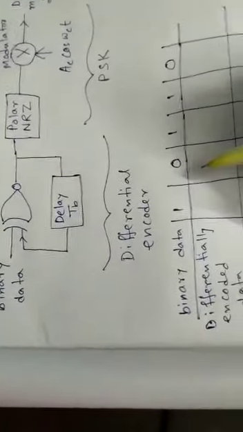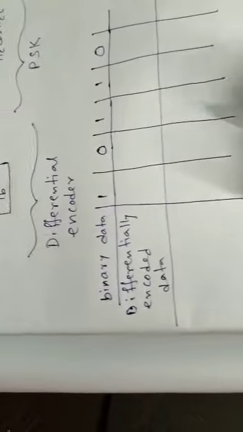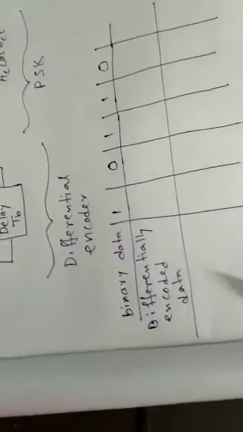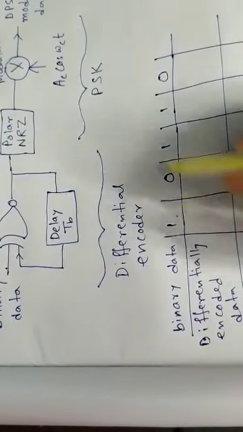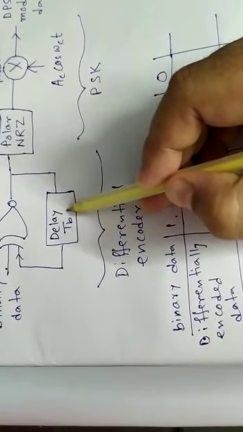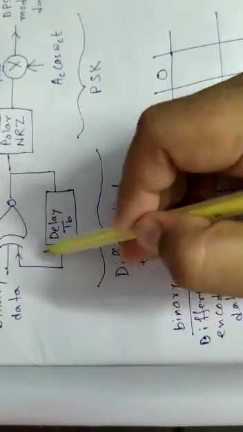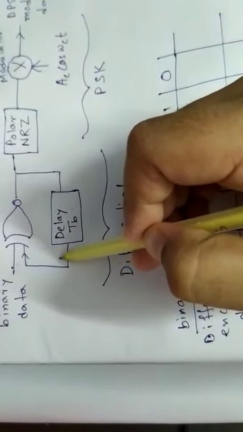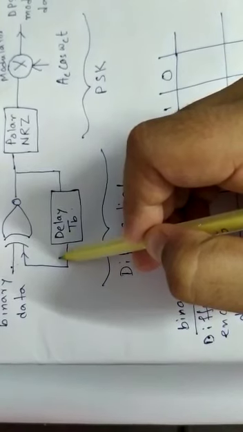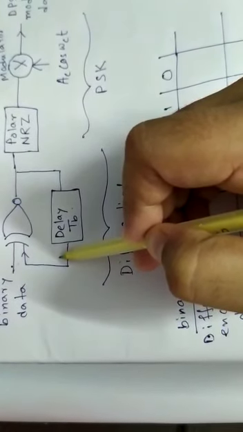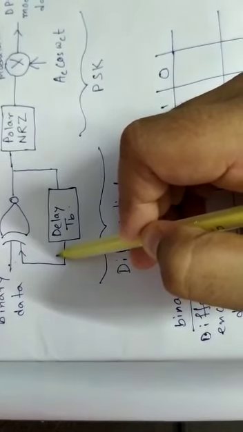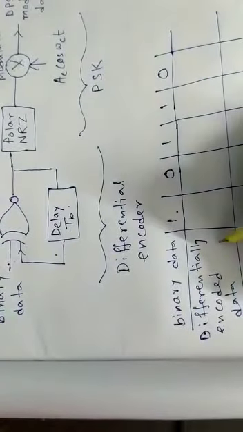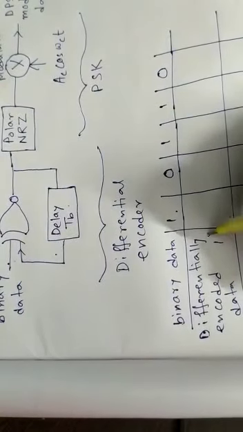So if the binary data is 10110, then here you have 10110. So your first data is 1. Now there is a delay. So if you start from here, your previous data may be 0 or maybe 1. You do not know the previous data. It may be 0 and it may be 1. Now the output of DPSK does not depend on the previous data. So suppose I consider it is 1. It may be 0.